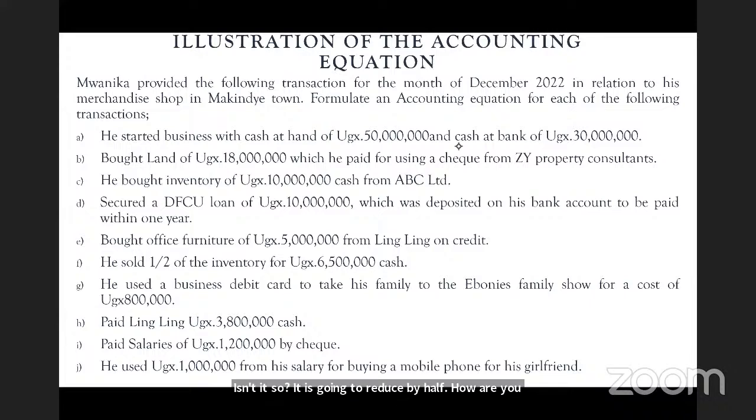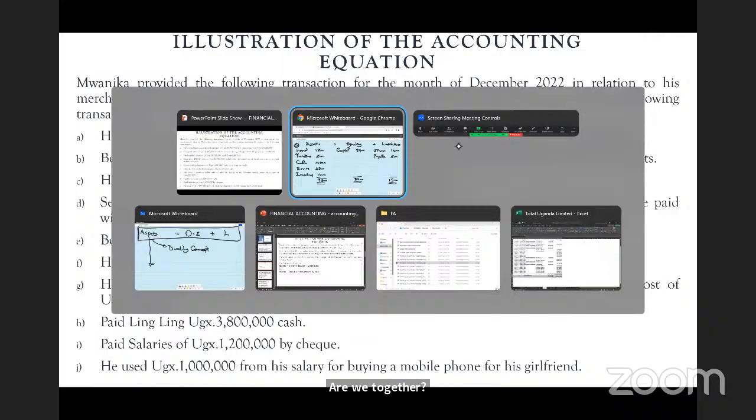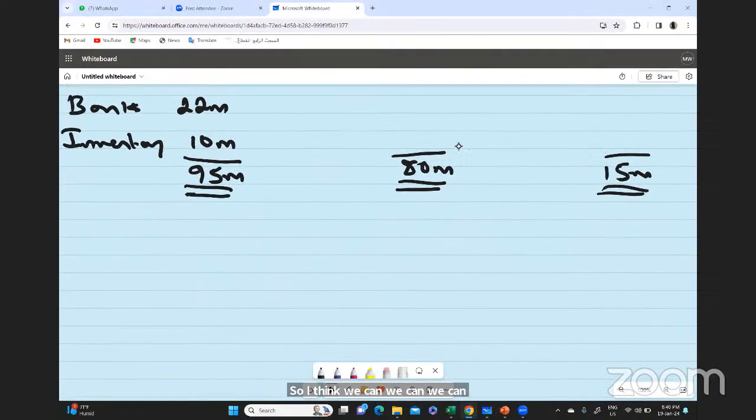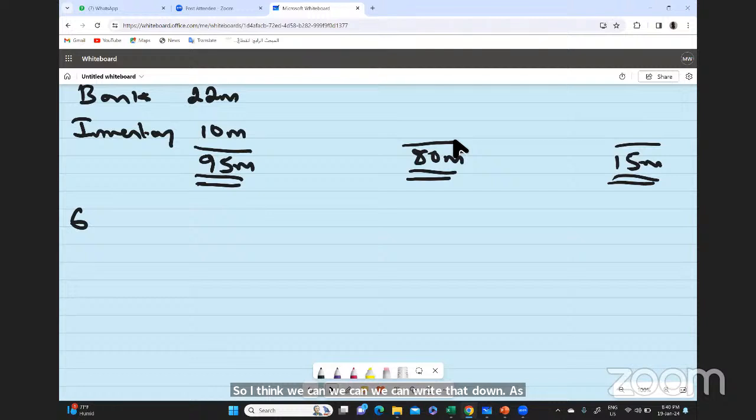Are we together? So it is reducing by half. It is reducing by 5. Are we together? And since we are selling inventory that we bought 5 million for 6.5, then logically we are making a profit of 1.5. And a profit is an element of owner's equity. Are we together? It is like incomes, excess incomes over expenditure. Are we together? So I think we can write that down as our transaction number 6.